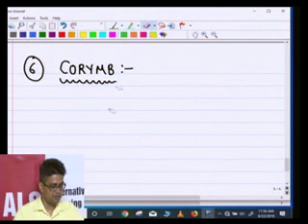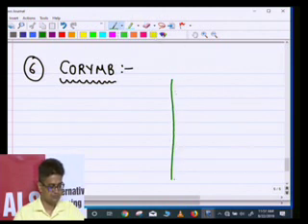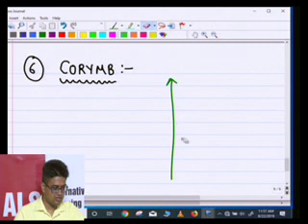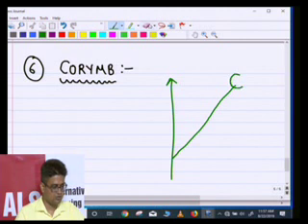No problem. Let me describe to you what corymb inflorescence is like. In corymb, what happens is, all flowers are on the same level. All flowers are on the same level.